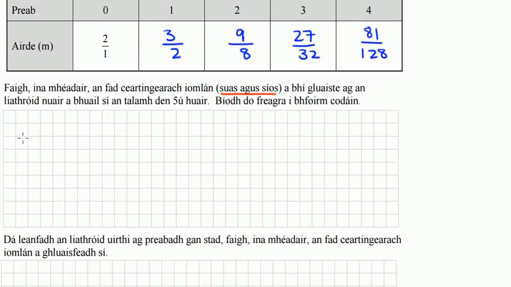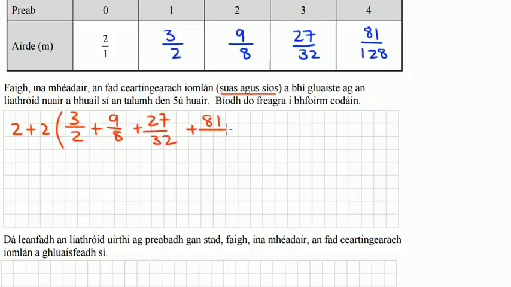So first of all, the total height is going to be that starting height 2 plus twice all of those vertical heights. So twice 3/2 plus 9/8 plus 27/32 plus 81/128. So given our answer in the form of a fraction, as they ask us to, we have 653/64 when we simplify all of that. So before moving on from this, I want to just show it in a different way.